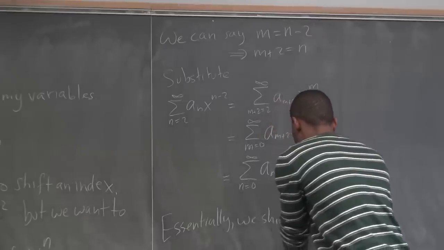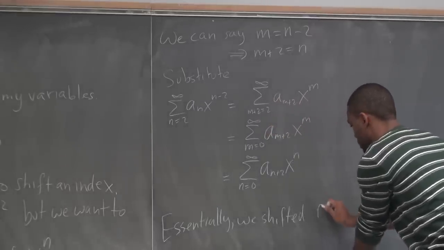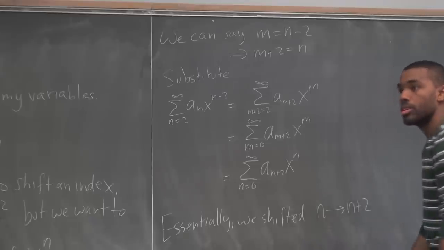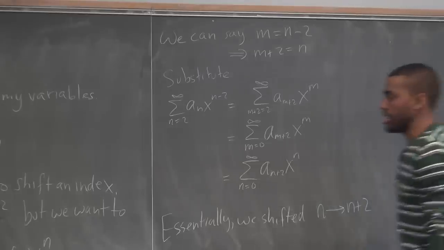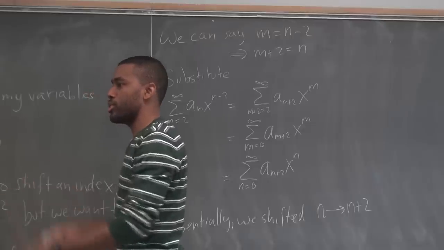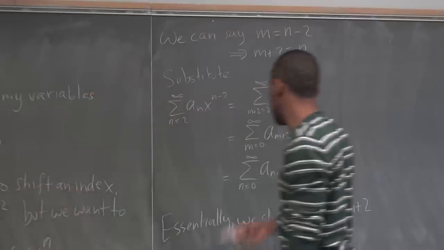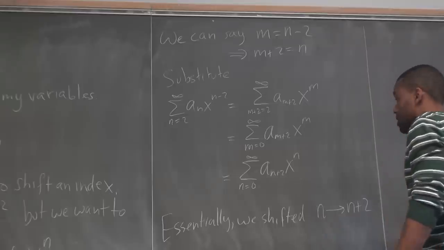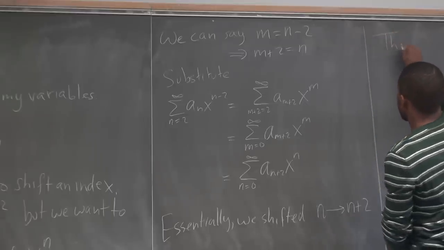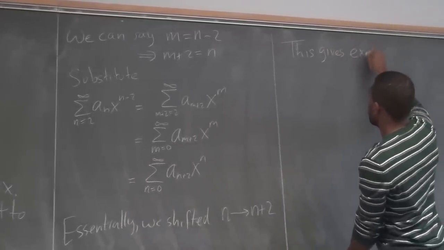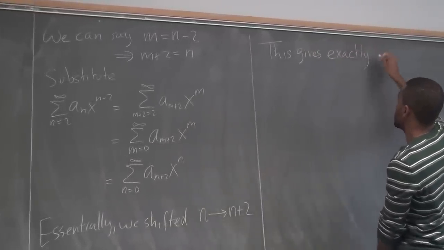You can sort of just think of this as shifted. I literally shifted every n I saw two places over. I see this, I don't like it, change all n's to n plus 2. Shift it two places over, and I would obtain something that looks a lot nicer, like this. And guess what? This gives exactly the same series. I do not lose any information by doing this.